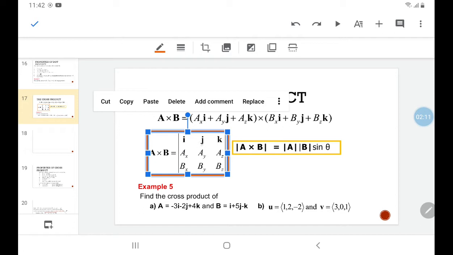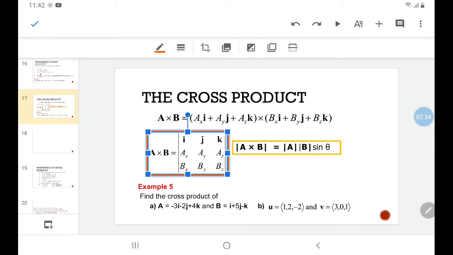Okay, and then for J, how to do J? It is minus J, in brackets, AX times BZ minus AZ times BX. And then plus K, it is AX times BY minus AY times BX.